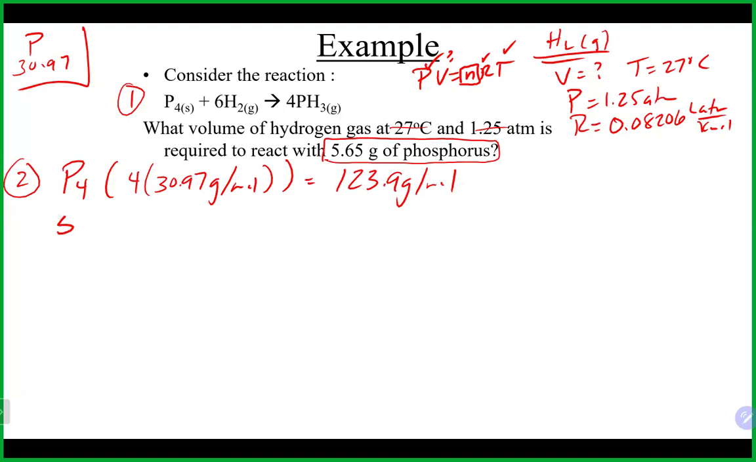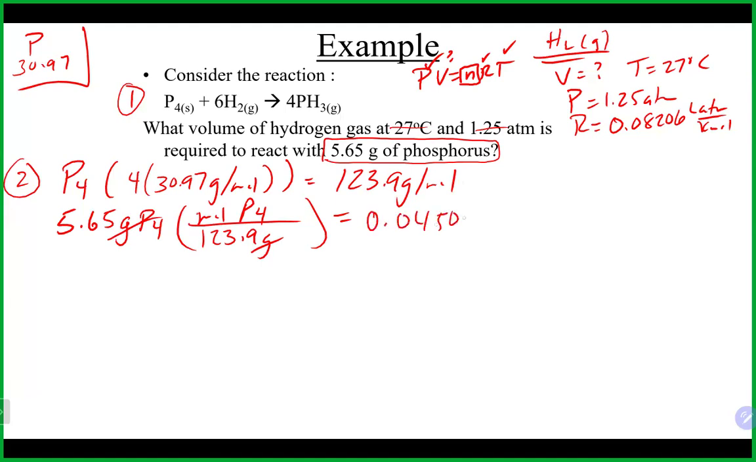Just like a normal stoichiometry problem, we'll start with our 5.65 grams of P4. We'll use the molar mass from the periodic table, 123.9 grams per mole of P4. Grams will cancel, and that gets us our moles of P4, which is 0.0456 moles of P4.